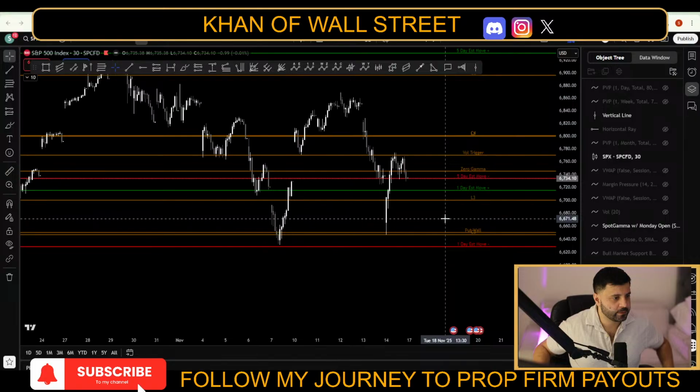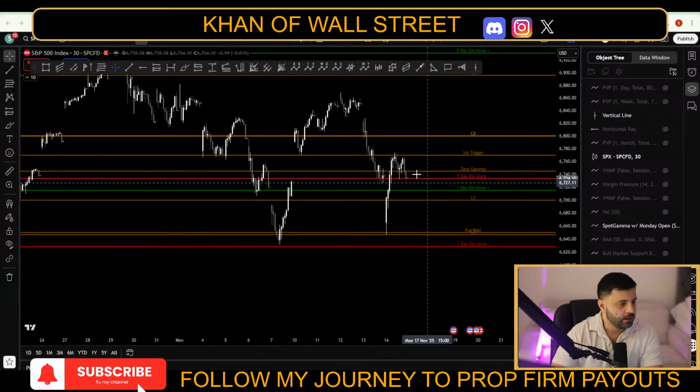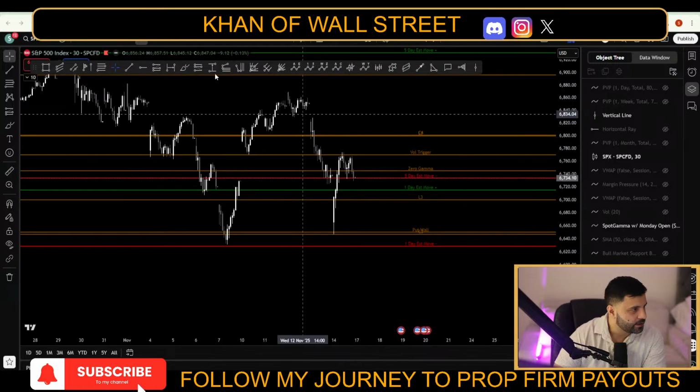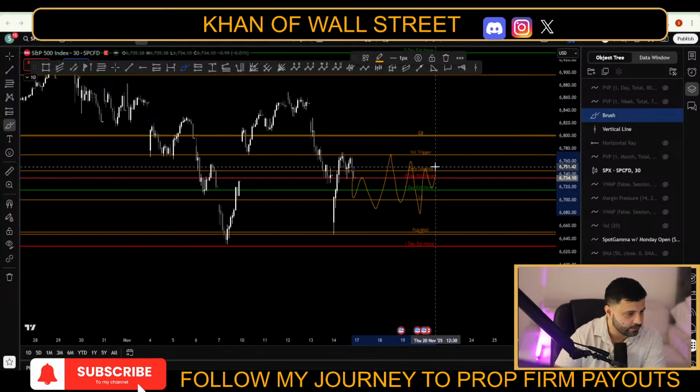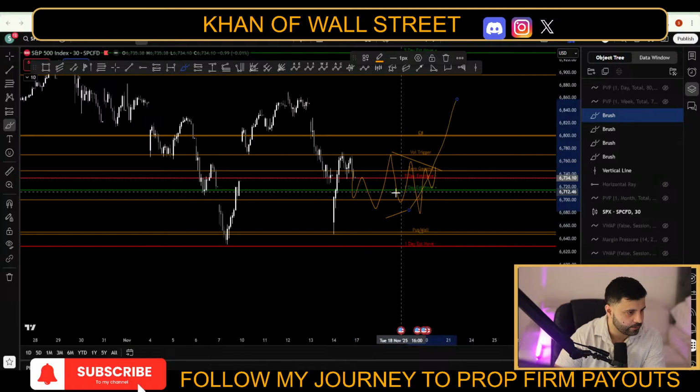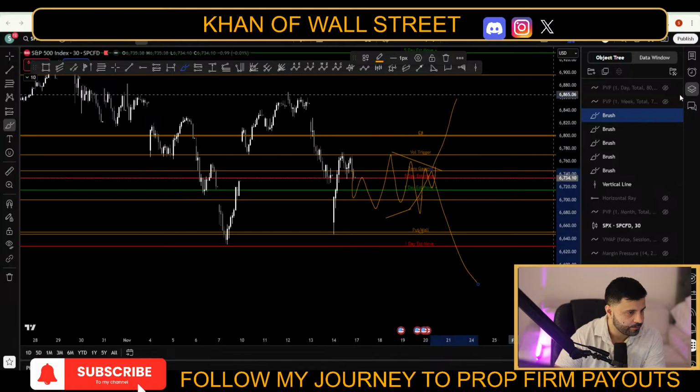Nvidia earnings on Wednesday after the bell. So the market just might range around like this until Wednesday, right? And then once you get the earnings, pick a direction. I could see that happening.